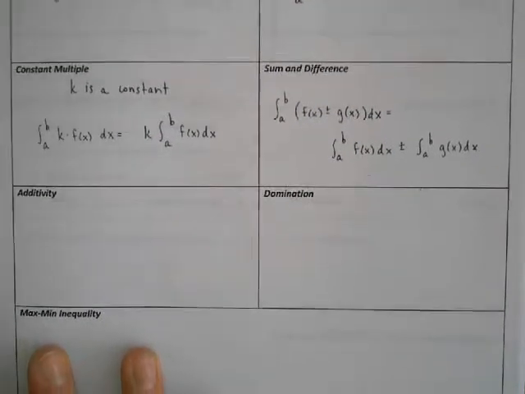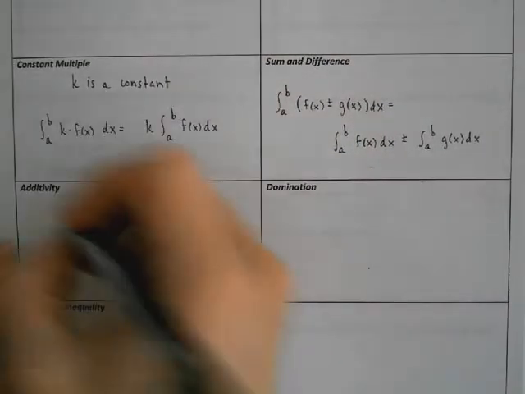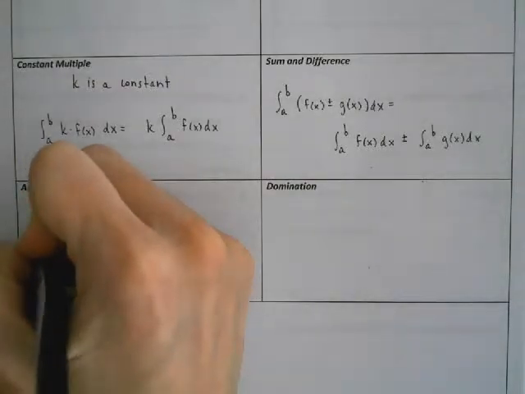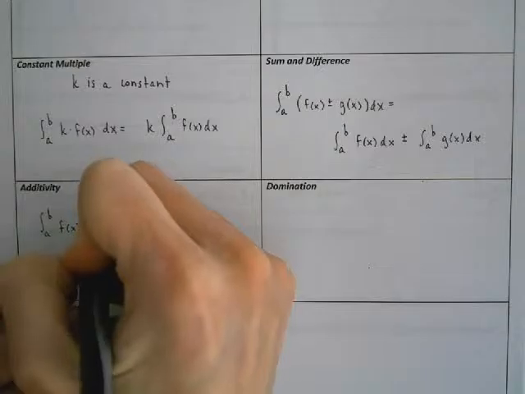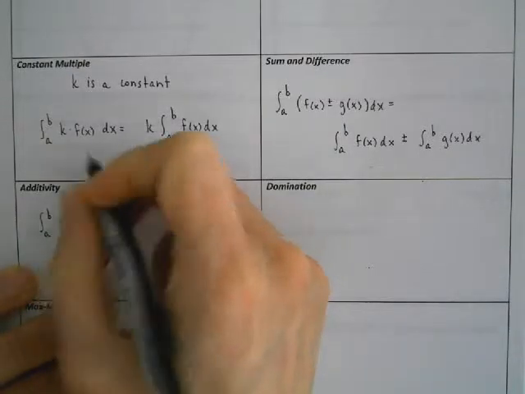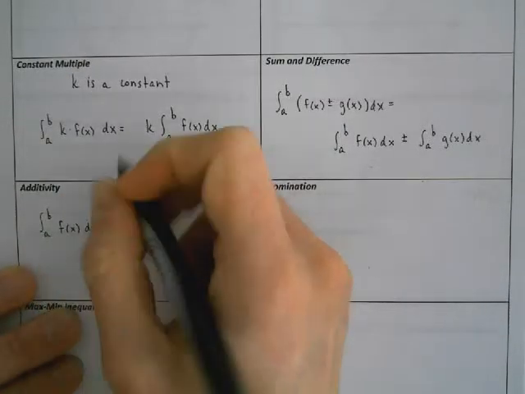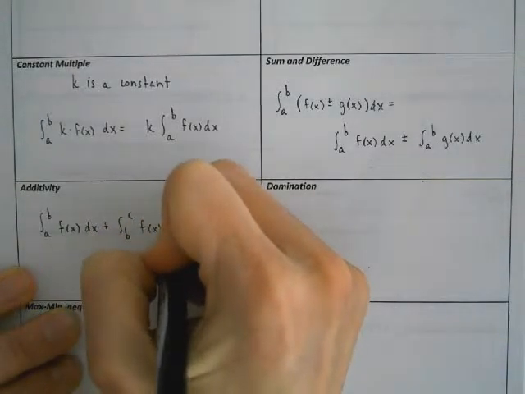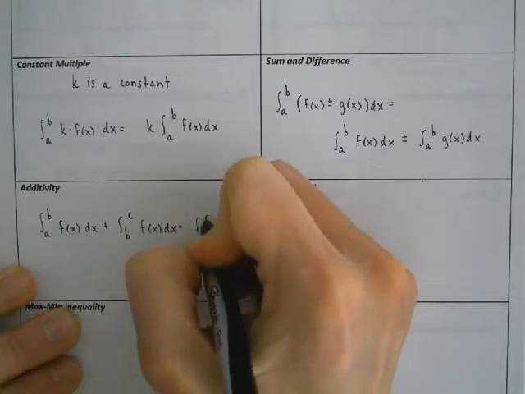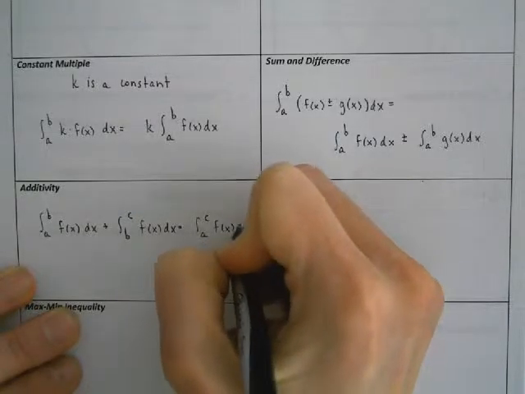Okay, next one is called the additivity property. And here's what it says. It says the integral from a to b of f of x dx plus the integral from b to c of f of x dx is equal to the integral from a to c of f of x dx.